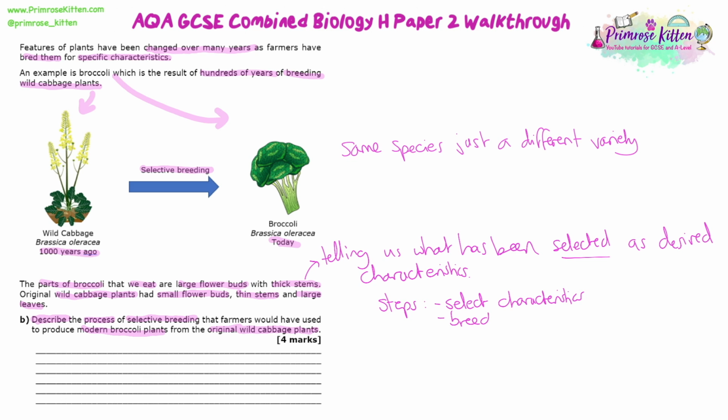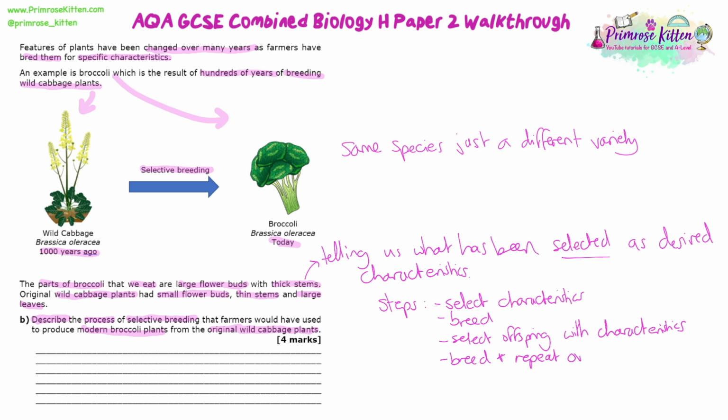So select the characteristics that you want, breed the animals together, select the offspring of that cross that have the characteristics that you want, breed those together, repeat over generations, okay? Because it takes a long time to do this. It doesn't just happen the first time. We've said this took hundreds of years. So we need to make sure we say about repeating as well there. So that's the kind of backbone of our answer.